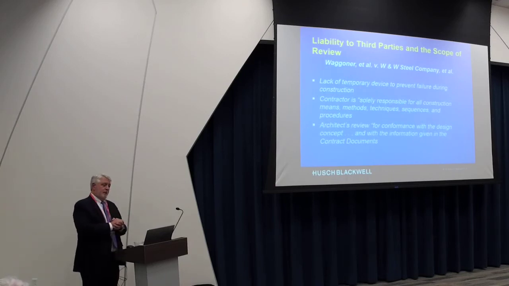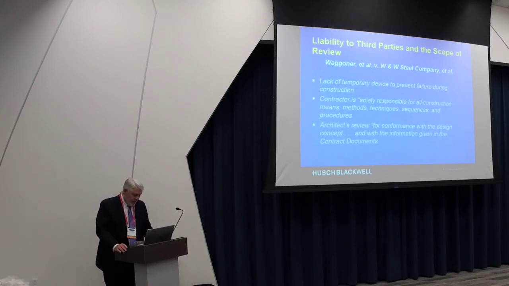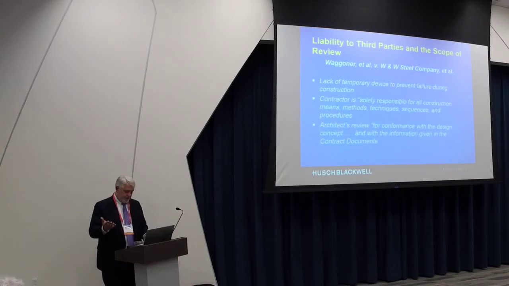And they said, well, that just can't be right. So they went up on appeal, and this was down in Oklahoma, and the court in Oklahoma looked at all the contract documents, and they noted that the contract documents provided shop drawings were to first be submitted to the contractor for review and verification of all field measurements, field construction criteria, materials, catalog numbers, and similar data. And the contractor's approval was required on the submittal before it went to the architect.